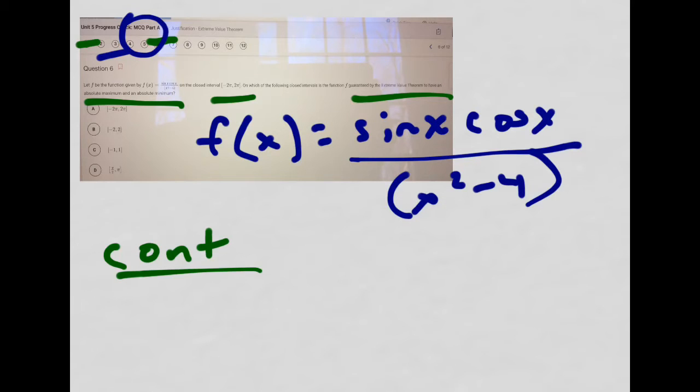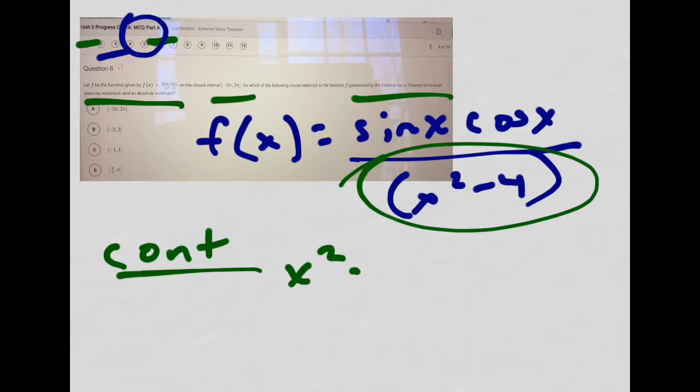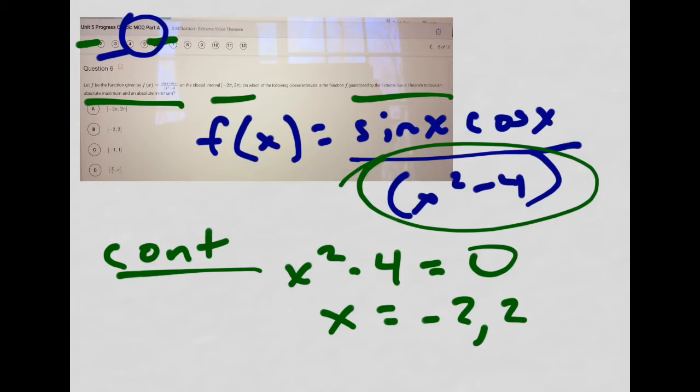So for EVT, it needs to be a continuous function. Very similar to the last one, we can't have this being divided by 0. So x squared minus 4 is equal to 0, and we get that x is equal to negative 2 and 2. We need to make sure those values are not included on our interval. If you take a look at A, negative 2 and 2 are both in that interval, so we can't use that. B is including the negative 2 and 2, so that ain't good.